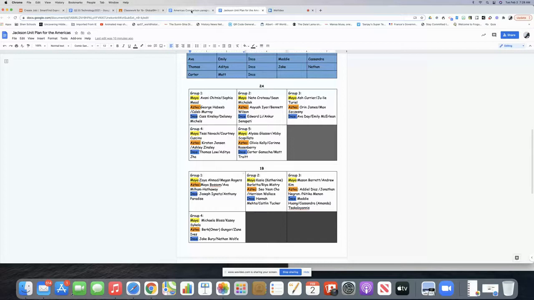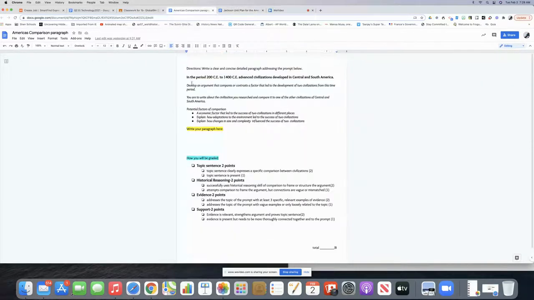And then at 10 o'clock, this comparison paragraph will open on Google Classroom. What I'd like you to do is write a paragraph where you compare your American civilization with one of the other two. So if I did the Maya, I'm going to compare it to the Aztec or the Inca, right? You are going to compare them in just one area. What I mean by that is just one factor, one specific comparison between the two civilizations.